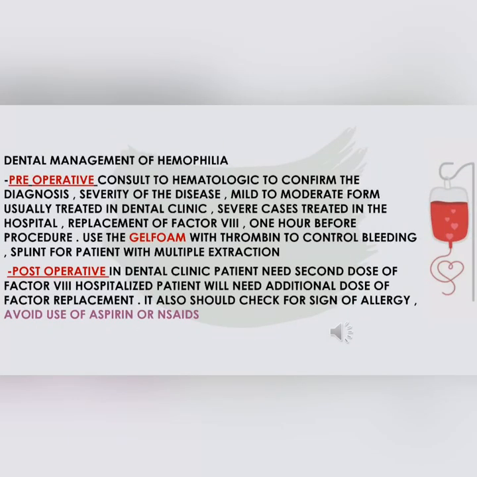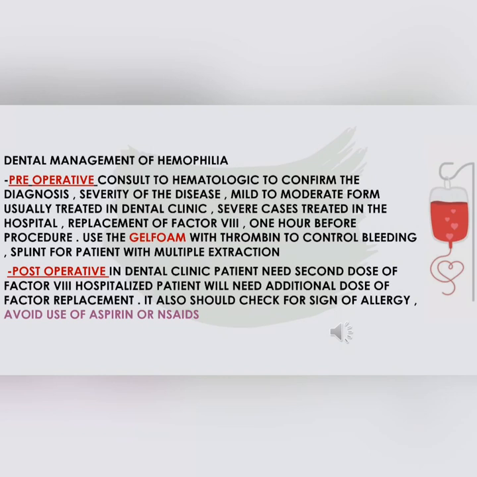Preoperatively, we consult with the hematologist to confirm the diagnosis. If mild to moderate, it could be treated in the dental clinic, but severe cases should be treated in the hospital. And as my colleague discussed with you, we use gel foam with thrombin to control bleeding, and a splint for the patient with multiple extractions.